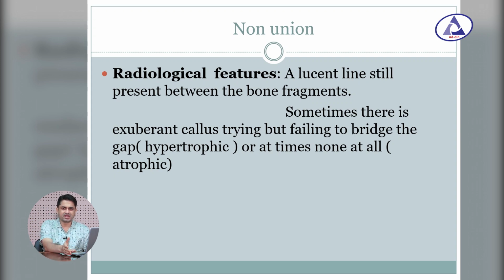Sometimes there is exuberant callus formation trying to unite, but it fails to bridge the fracture site. Exuberant callus means there is a lot of callus, but it fails to bridge the fracture gap. Or sometimes there is no callus at all. In hypertrophic non-union we get exuberant callus, and in atrophic non-union we get nothing, or a little bit of callus formation.